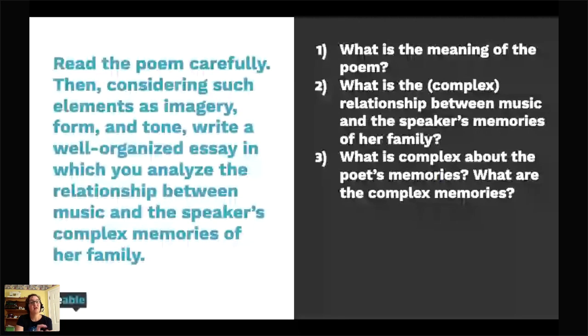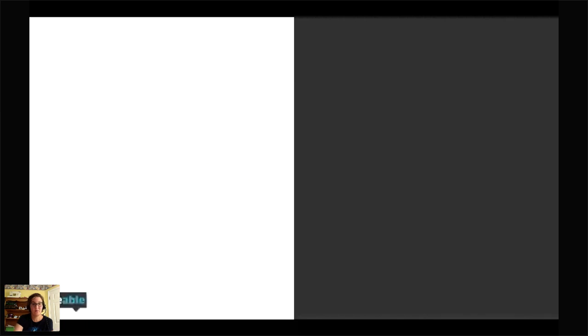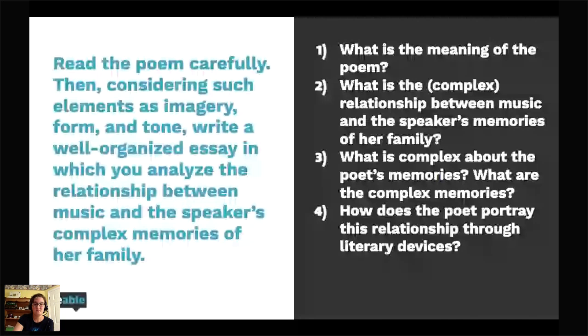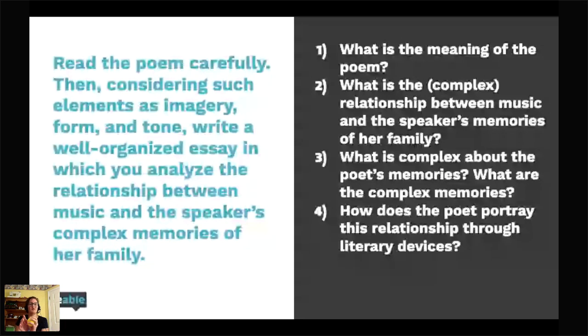And then you get to the hows. How does this poet portray this relationship through literary devices? So the whats and the hows. Lots of whats, but you want to make sure that you have a mixture of whats, hows, and then whys, hopefully, as well. But at least if you get to the how, that will get you there.